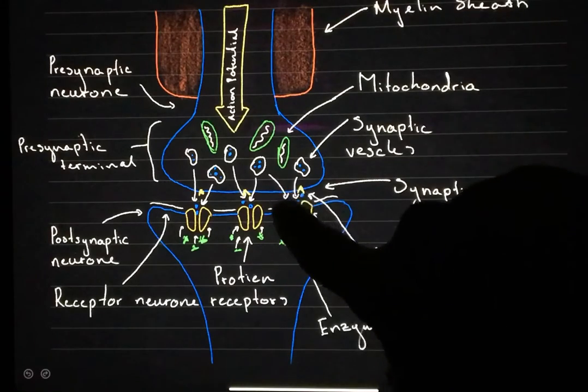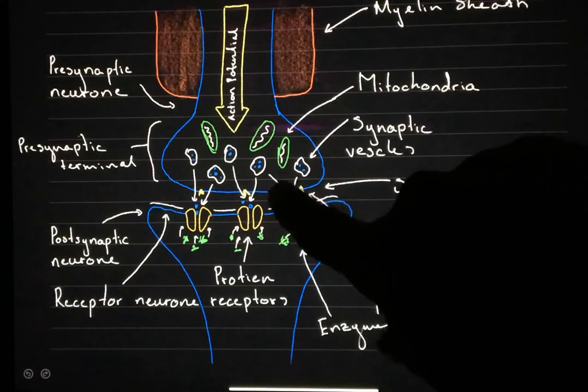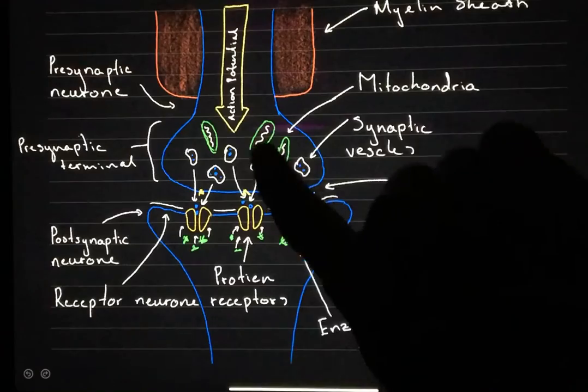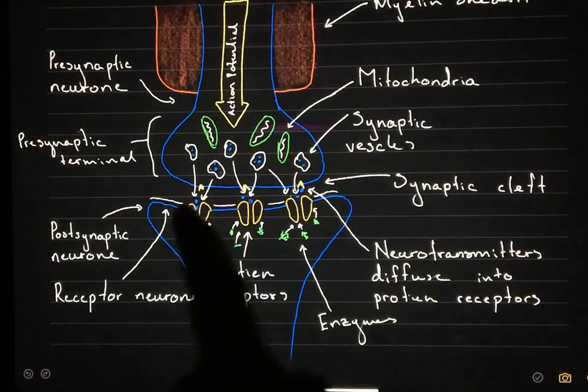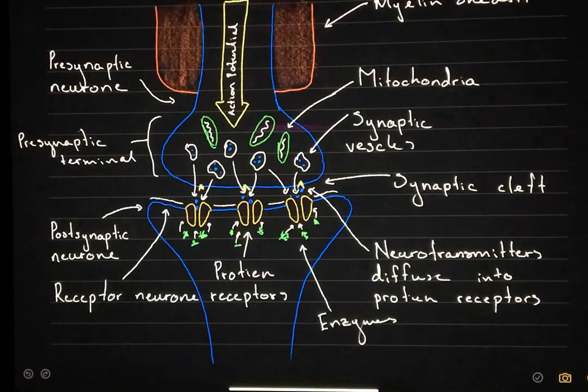So, once these neurotransmitters are released out of the presynaptic neuron, they diffuse into the postsynaptic neuron via the protein receptors.